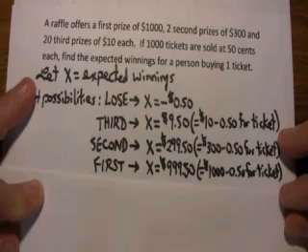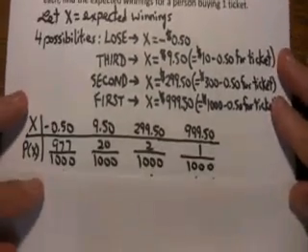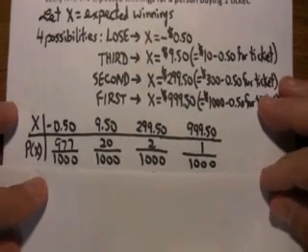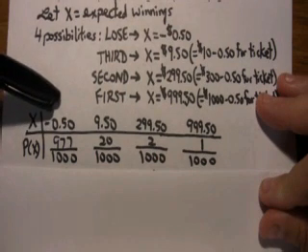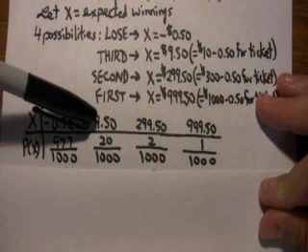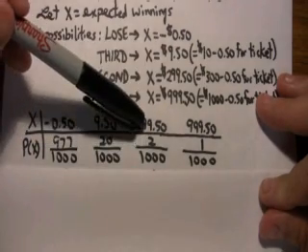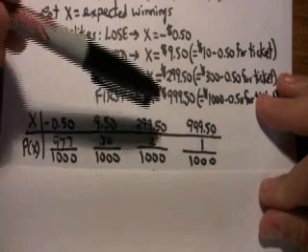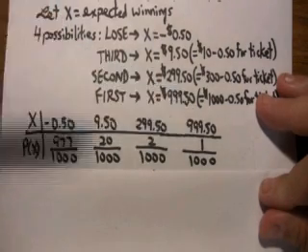Now, if you use that information and set up your PDF, here's what it would look like. If you lose, the 50 cents you put in. If you win third place, you win $10 minus the 50 cents you paid. If you win second place, you win $300 minus the 50 cents you paid for the ticket. And if you win first place, you win $1,000 minus the 50 cents.